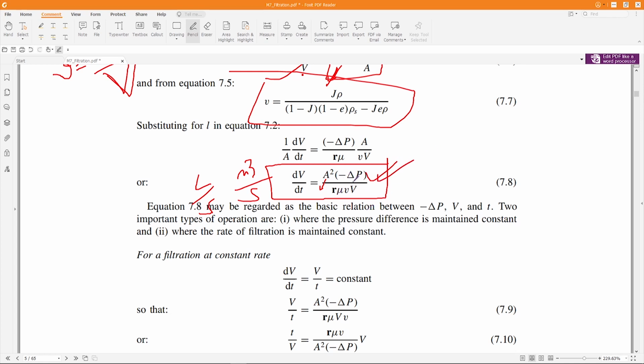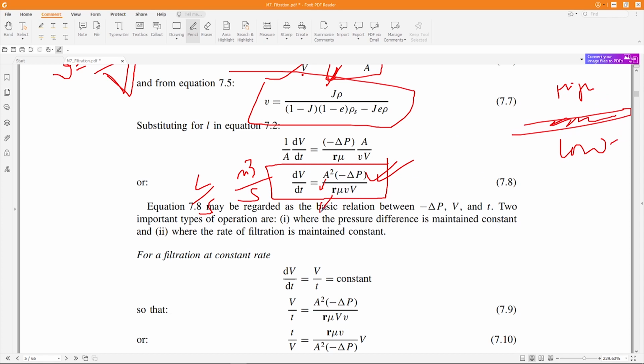Okay, why is it minus delta P? Because you are applying high pressure here, and here we have low pressure, right? This is the cake. So what is delta P? Nothing but final minus initial, right? Final is low minus high pressure, so you'll get negative. To make it positive, that's why the minus is put here.